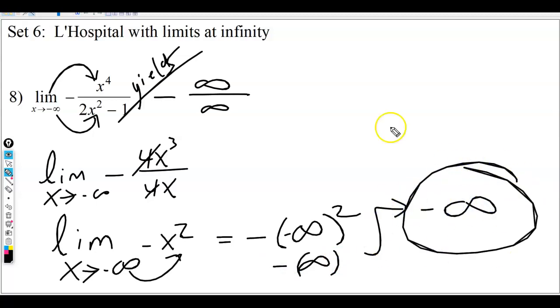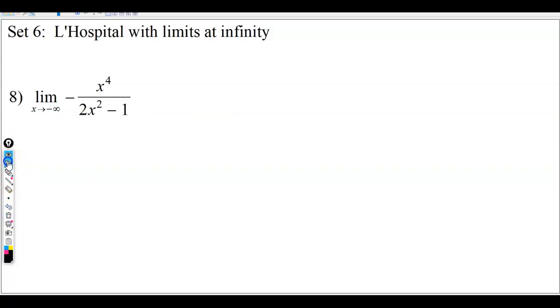So the shortcut's not quite as helpful when the number on the top is bigger than the number on the bottom, because it gives you one of two possibilities, which is nice on a multiple choice test, because if they only have one or the other, then you know which one to pick. But a lot of times it's kind of nice to just know L'Hopital. We already did that one.